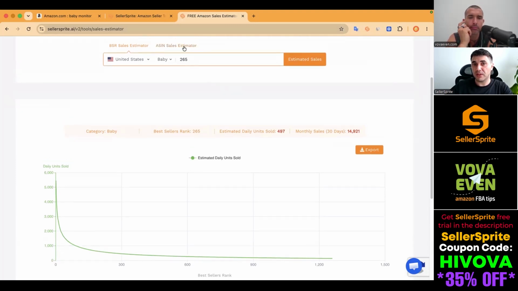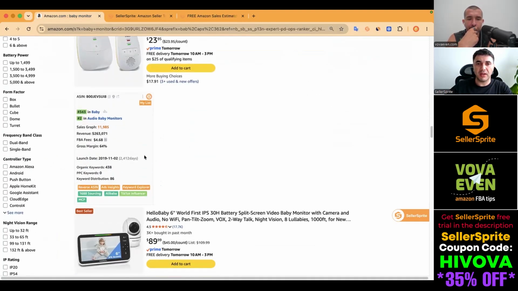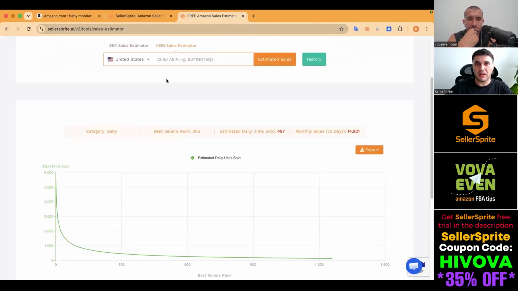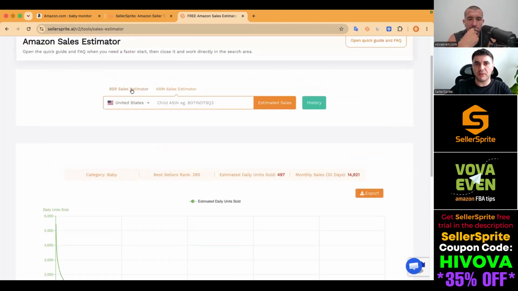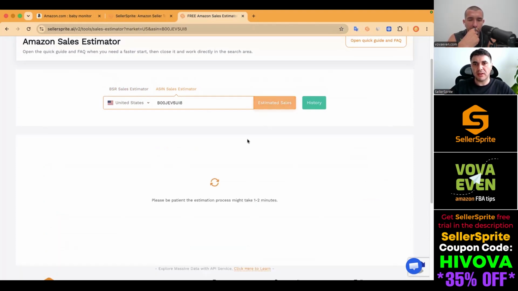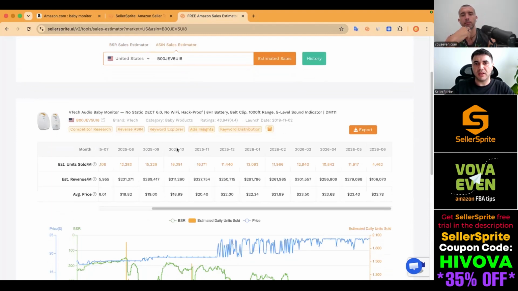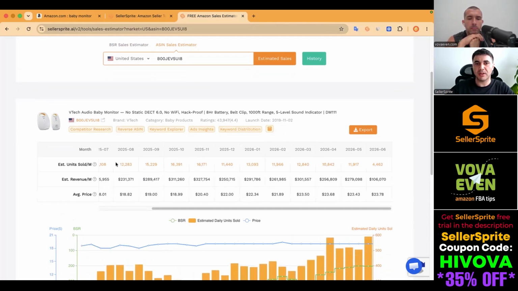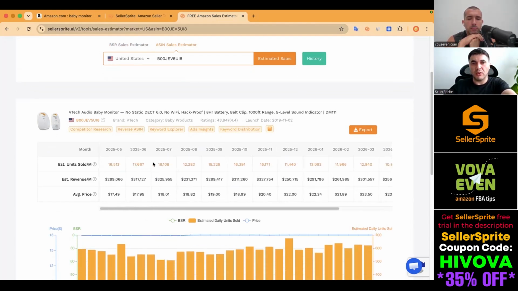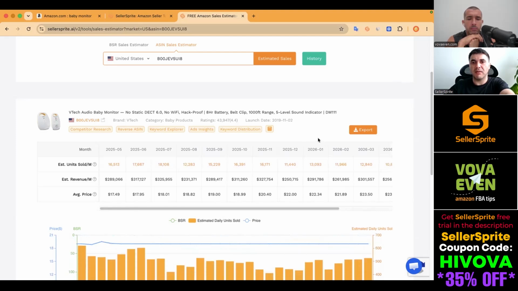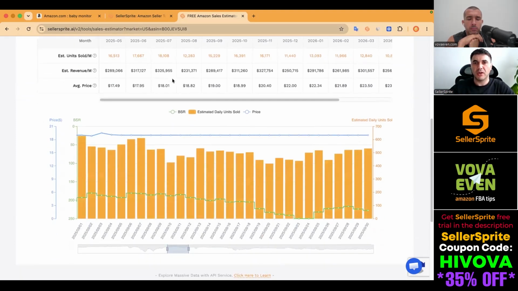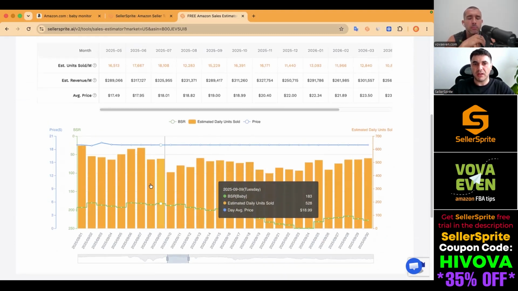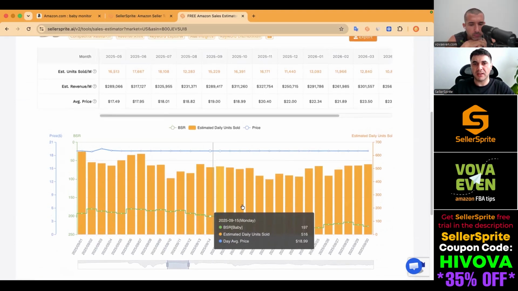Or if you want to get the sales of any ASIN, it's also very easy. Just grab the ASIN, come here, and pay attention: you switch from BSR to ASIN estimator. Just put the ASIN here and get the sales estimate. Then you see not only this month but the product history, like last month and previous ones, up to the last one year of how sales changed. You can see all of it as a table, and likewise as a line graph.